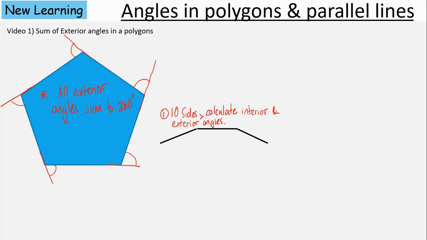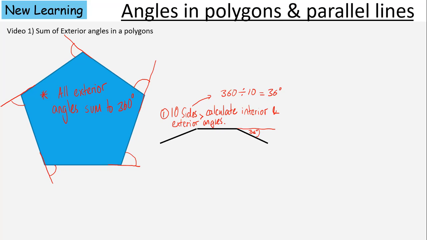Well, if I know that all the exterior angles add up to make 360, then all I have to do is reverse that and do 360 divided by the 10 sides, and now I know that one of those exterior angles makes 36 degrees. So I'll put that in here. Extend this side, and that's where my 36 degrees can go.